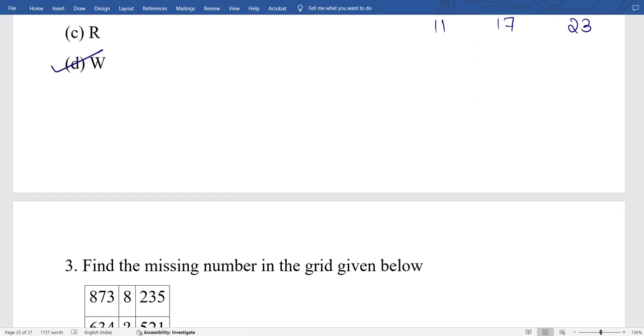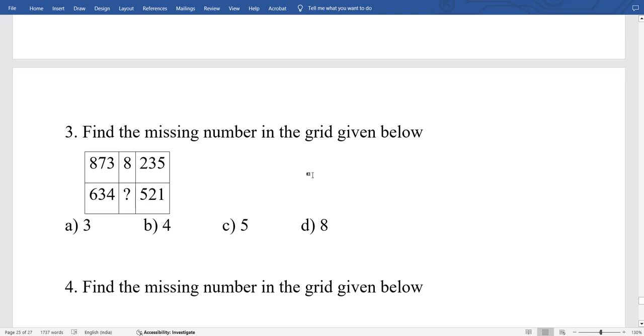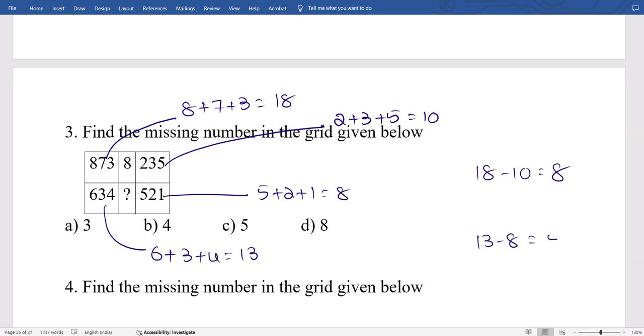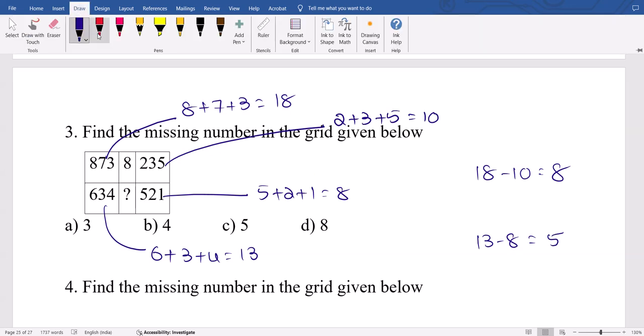Whereas here, a bit similar question we already discussed in previous set. 8 plus 7 plus 3, 18. 2 plus 3 plus 5, 10. 18 minus 10 is nothing but 8. Here 6 plus 3 plus 4, 13. 5 plus 2 plus 1 is 8. 13 minus 8 is nothing but equal to 5. Option C is correct here.